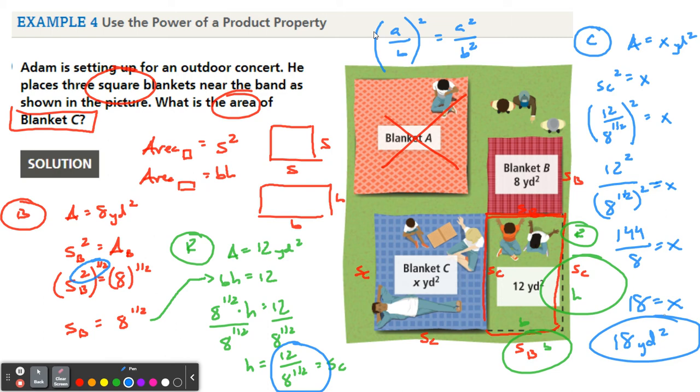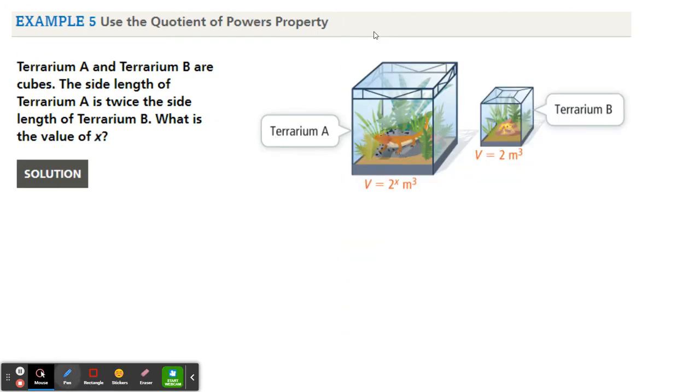Okay. All right, and let's do one more here. Let the fun continue. Here we go. Now we have a terrarium A and a terrarium B are cubes. Uh-oh, cubes, right? Cubes are 3-dimensional. The side length of terrarium A is twice the side length of terrarium B. What is the value of x?